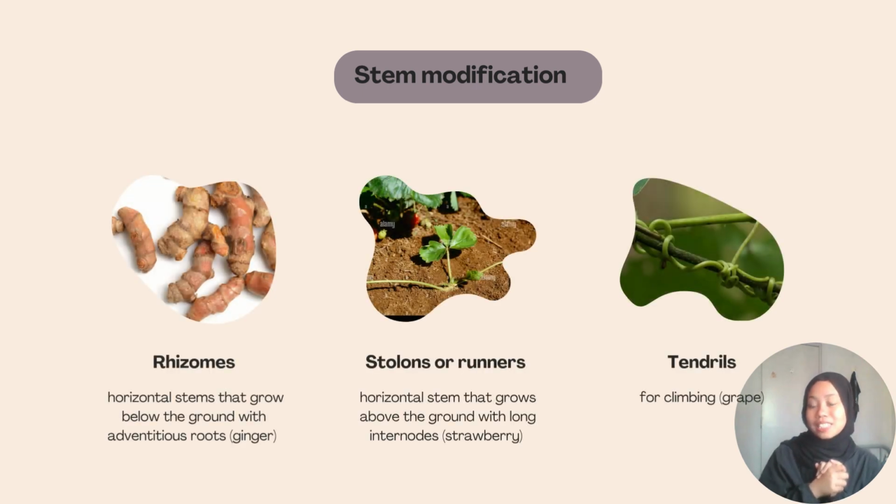Now let's talk about the stem modification. First, we have tendrils, which help the plant climb or attach to something. You usually see this in climbing plants. Then we have stolon or runner. They grow horizontally above the ground like the strawberries. And lastly, there are rhizomes. These grow underground and store food. Turmeric is a good example of rhizome.